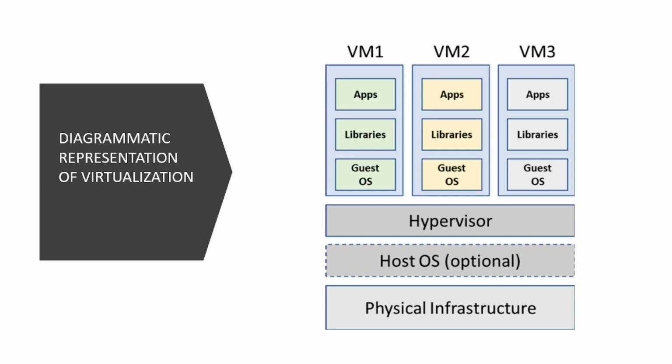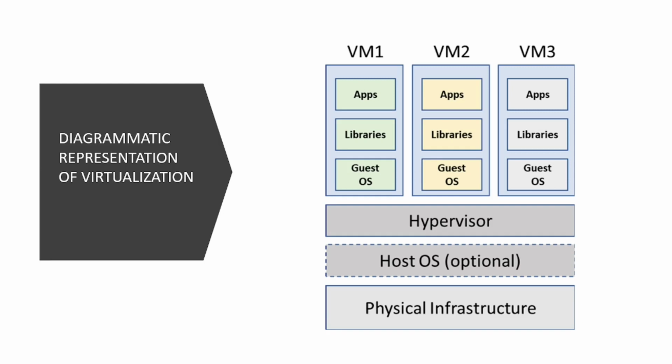On top of the physical infrastructure is the host operating system that allows users to interact with the underlying hardware. The host operating system is not compulsory. In some cases, this can be optional. But you can find the host operating system in the second layer, just above the physical infrastructure.